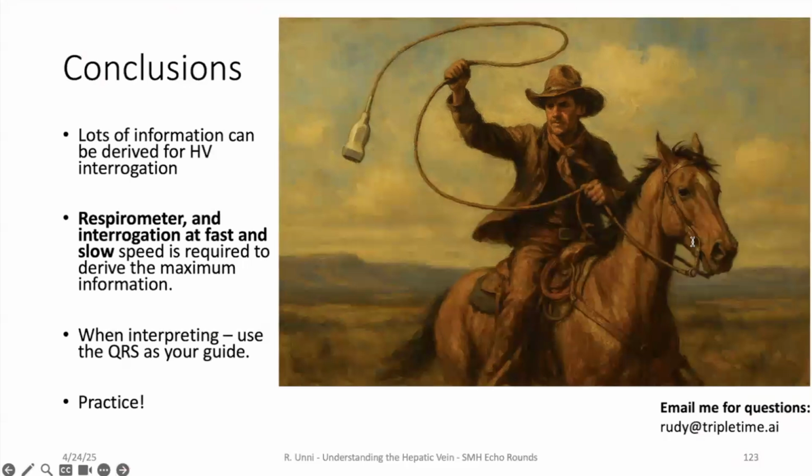So, in conclusion, if I was going to summarize this, there's a lot of information that can be derived from hepatic vein interrogation. If you interrogate it slowly with a respirometer at fast and slow speed, that's what you require to derive the maximum information. And when you're interpreting, don't get overwhelmed by lots of crazy waves. Just draw a line at the QRS. That should help. And then practice. Just try and do it a lot of times, and you'll get better.